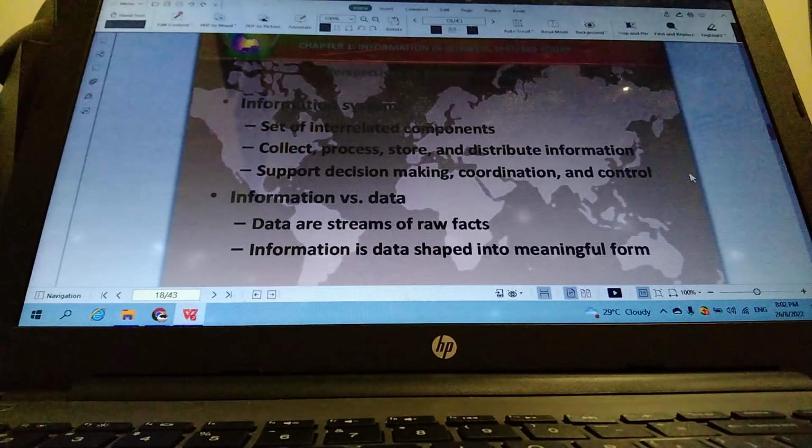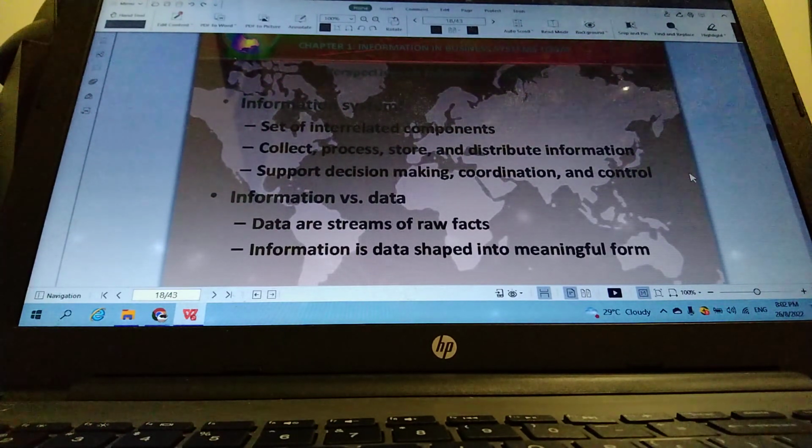It has a set of interrelated components which we will go through one by one in a coming slide. What are the interrelated components, and how can we make use of them to gather data, analyze the data, process it, transform data into meaningful information, store it accordingly in a digital format, and distribute it, either in real time, on the spot, or in the form of reports.